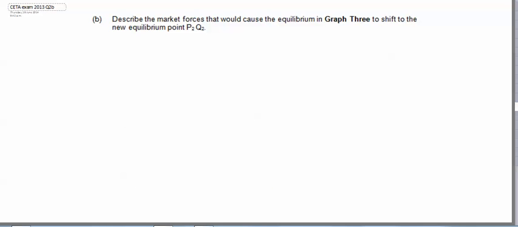So reminding ourselves of the question, describe the market forces. Now, when it comes to market forces, you are almost guaranteed to get this question in your exam. And I teach my students that there are 4 sentences to write for this answer. 4 sentences.